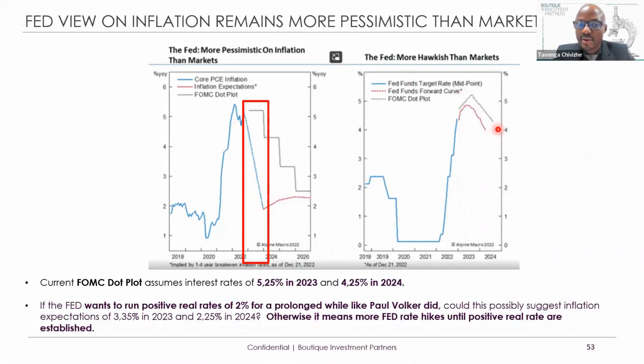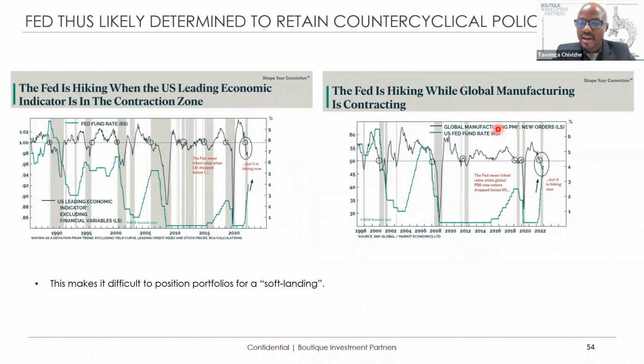This is a simpler way of just saying the Fed is going to run a counter-cyclical monetary policy until it is convinced that it has destroyed inflation. To give you a sense of how bad things are, I'll draw your attention to this US lead economic indicator. Historically, every time the lead economic indicator goes lower than 1, the Fed automatically starts to cut rates, and you can see they start to cut rates very aggressively.